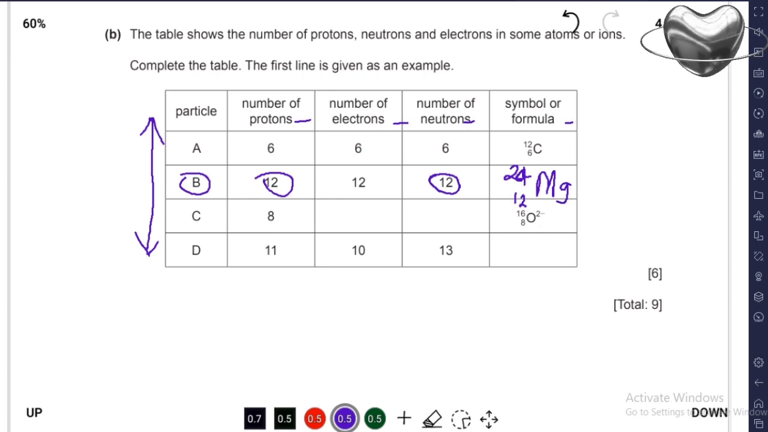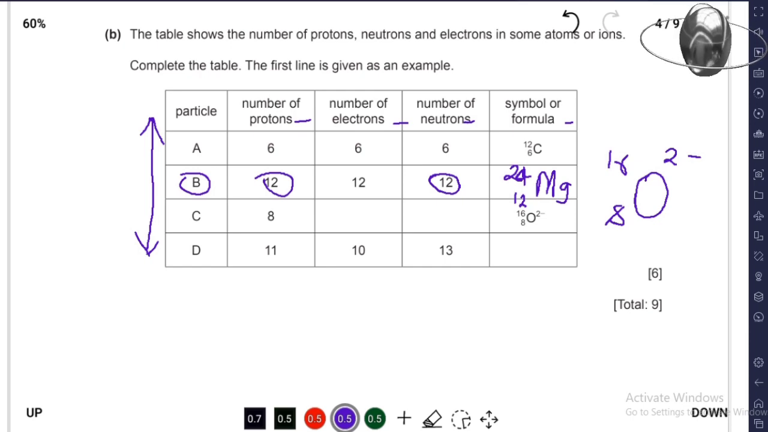We come to C. We are able to see that this is oxygen, which has gained 2 electrons. It is having 8 and 16. Now, the neutron number, we subtract the proton number from the mass number. Here it will be 8. Electrons will increase from 8 to 10 because we are going to add 2 more electrons, so it will be 10. The number of protons is actually given, so we have answered.